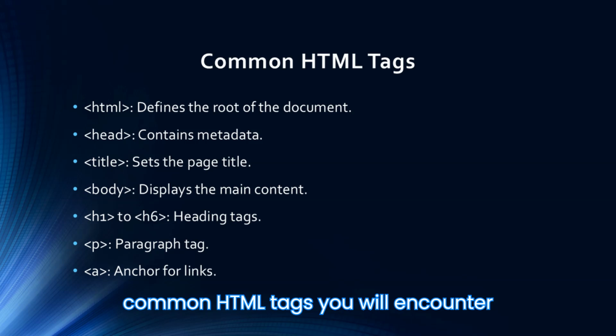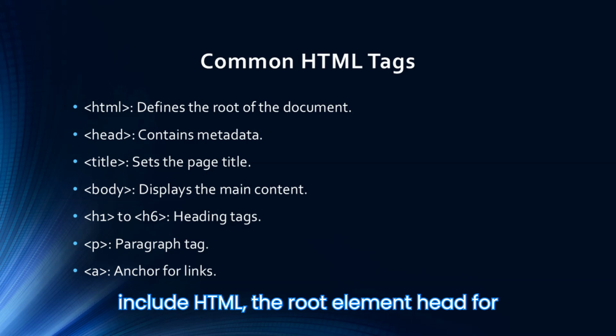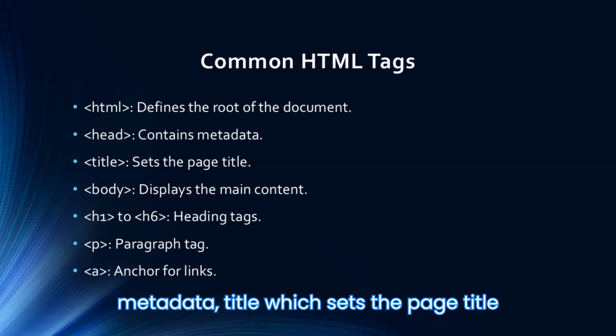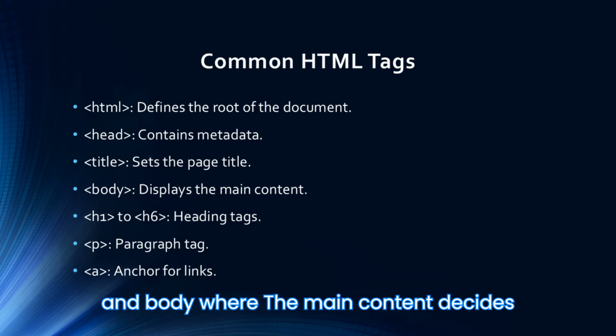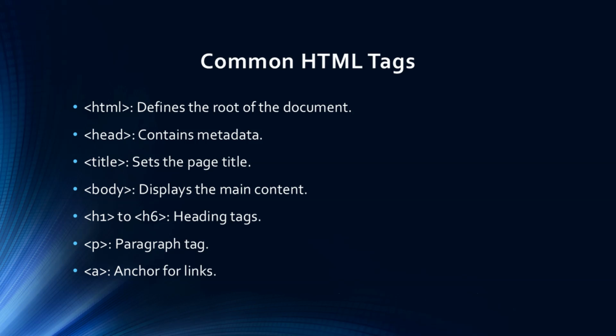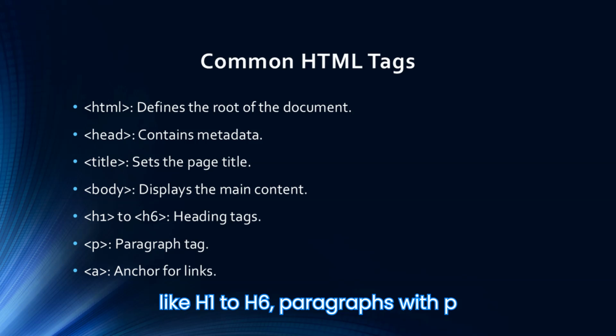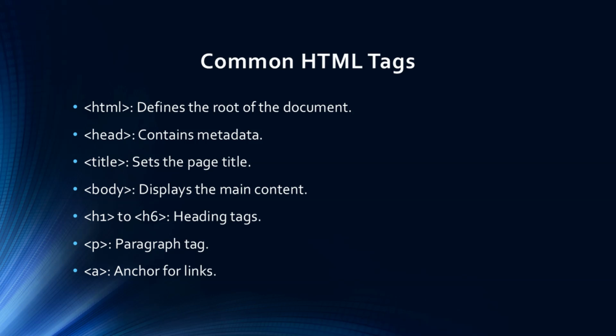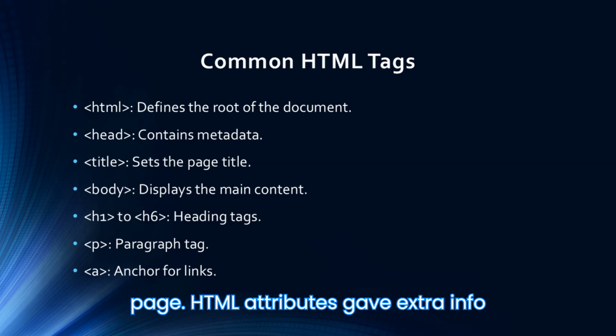Some common HTML tags you will encounter include html, the root element, head for metadata, title which says the page title, and body where the main content resides. For structuring content, we use headings like H1 to H6, paragraphs with the P tag, and hyperlinks with the A tag, which is also called the anchor tag. These are the building blocks of any web page.